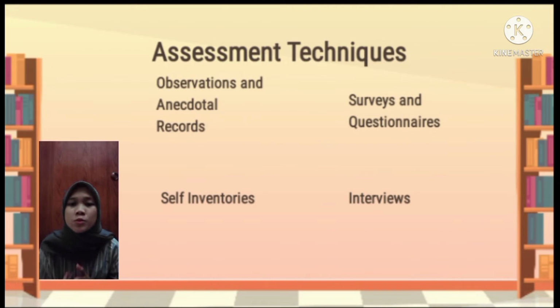The second, surveys and questionnaires. Observation and anecdotal records are often not visible. Let us look at an example dealing with healthy eating.